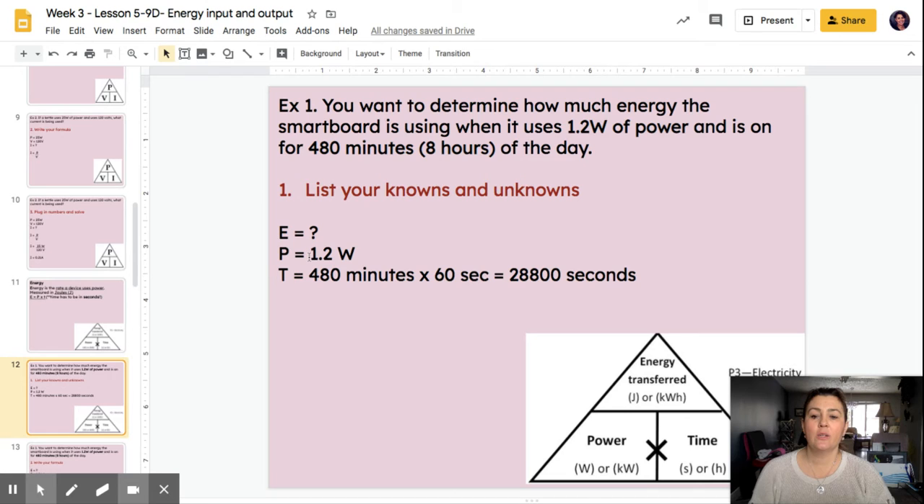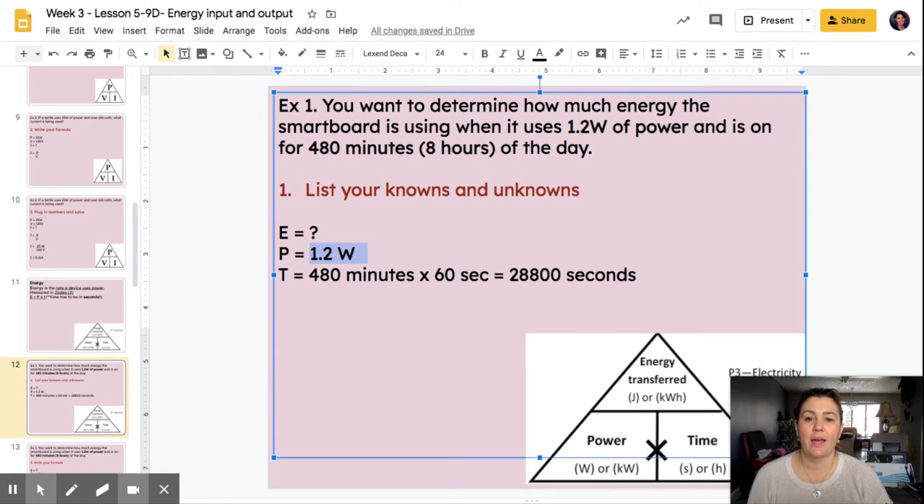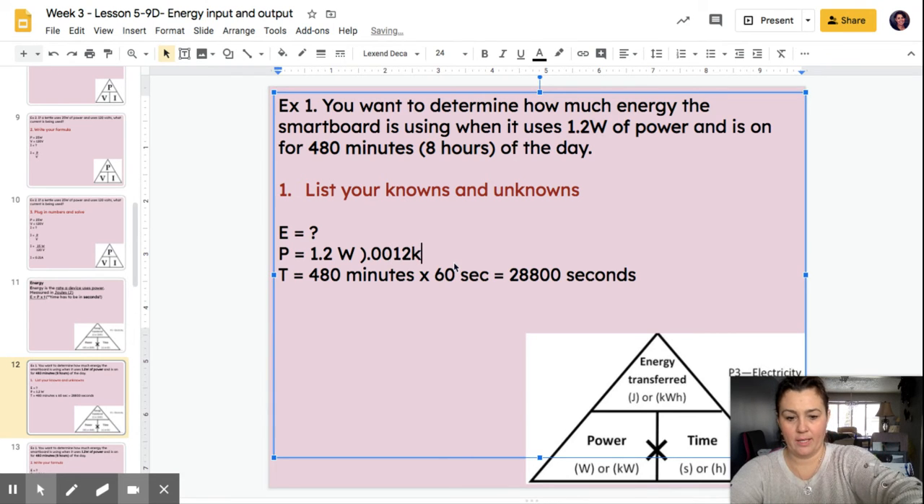So what we do is we take the watts and we divide by 1,000. So 1.2 divided by 1,000 would give us kilowatts. Let me use my calculator and do that. 1.2 divided by 1,000 is 0.0012. So that would be 0.0012 kilowatts. Oops, made a little mistake.